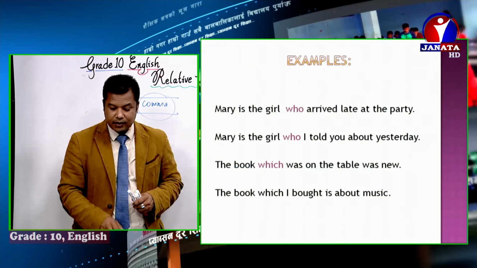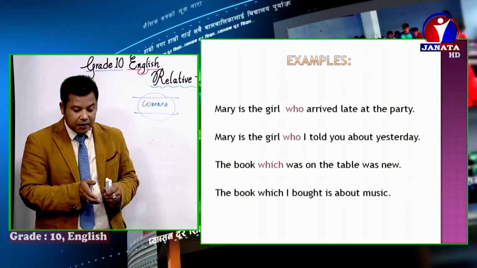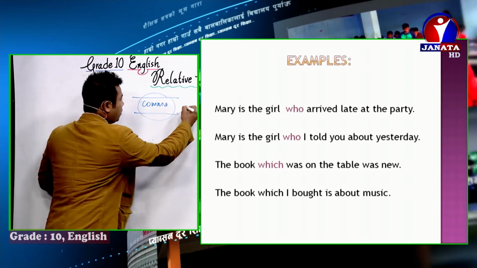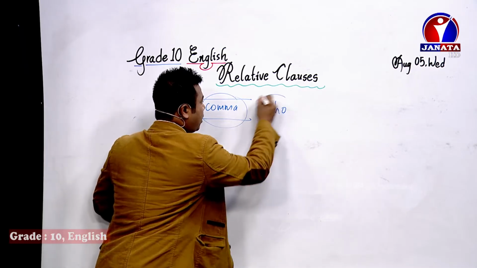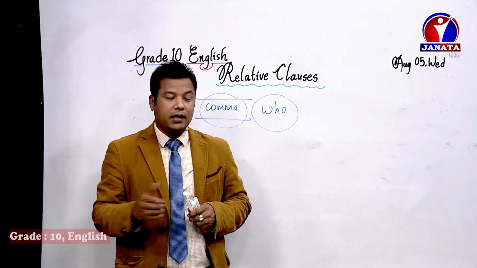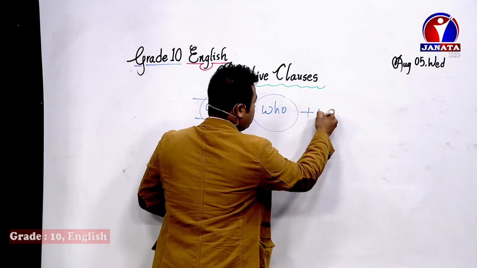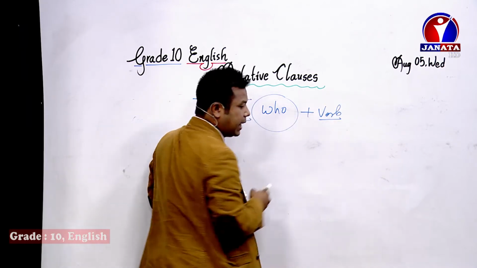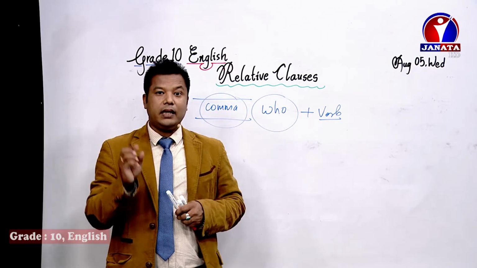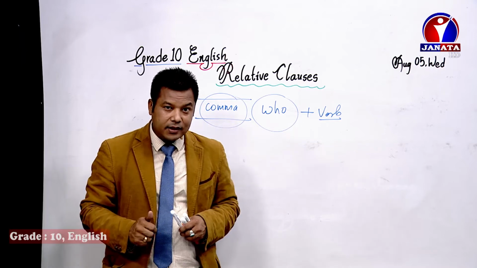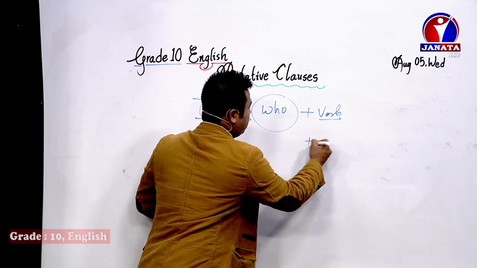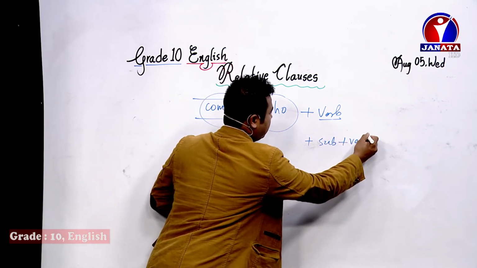Now, what is that? Here is the example. See the first sentence, Mary is the girl who arrived late at the party. What is the relative pronoun? We're using who. Now, what is the word that you see right after that? It's arrived, and that is a verb. So who is followed by a verb. In the second sentence, Mary is the girl who, the relative pronoun once again, but it is followed by a subject and verb. Not just a verb, but you have there subject plus verb.